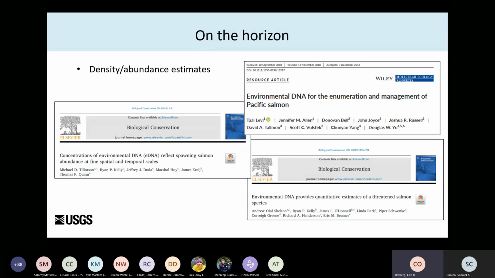However, the current state of this application is not at the level of any of these other applications that I've been talking about. And there's a lot more research and refinement needed to get to this point. Now, I know there's a lot of resource managers who really want to know, can you tell me how many fish I have if you do an eDNA analysis? But we're really not there yet.